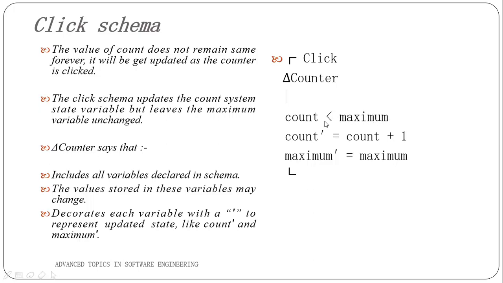So in this schema Click, this is called my precondition. At the very first, the count state will be checked, compared by making use of a relational operator with my maximum state. If this condition is true, then count' becomes equal to count plus 1. Else this is not possible. If, for example, count is equal to maximum, then I cannot include one more in that system state. So this is basically the working of my Click schema. The Click schema updates the count system state variable but leaves the maximum variable unchanged.